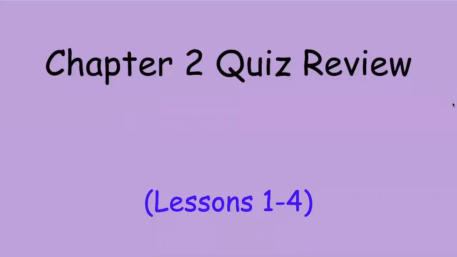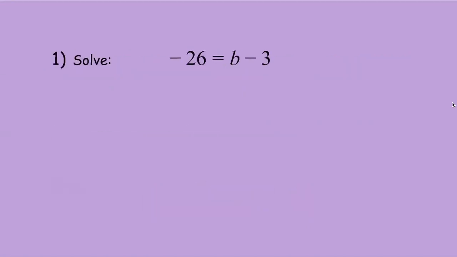I am going to lead you through the Chapter 2 quiz review. This will cover most of the important skills type problems that we have been working on so far in lessons 1 through 4. So the idea is for you to see a variety of problems so that you know how to work with them. So let's get started. These aren't in any particular order. I don't have them in order of how they showed up in the book. They're purposely mixed up so you can work on these.